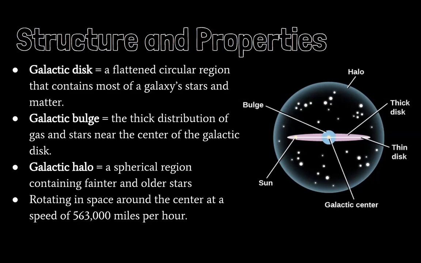The galactic disk is a flattened circular region that contains most of the galaxy's stars and matter. The galactic bulge is the thick distribution of gas and stars near the center of the galactic disk. Both the disk and the bulge are surrounded by the galactic halo, which is a spherical region containing fainter and older stars. This diagram shows the different parts of the Milky Way galaxy. And the Milky Way galaxy is rotating in space around the center of the galaxy at a speed of 563,000 miles per hour.